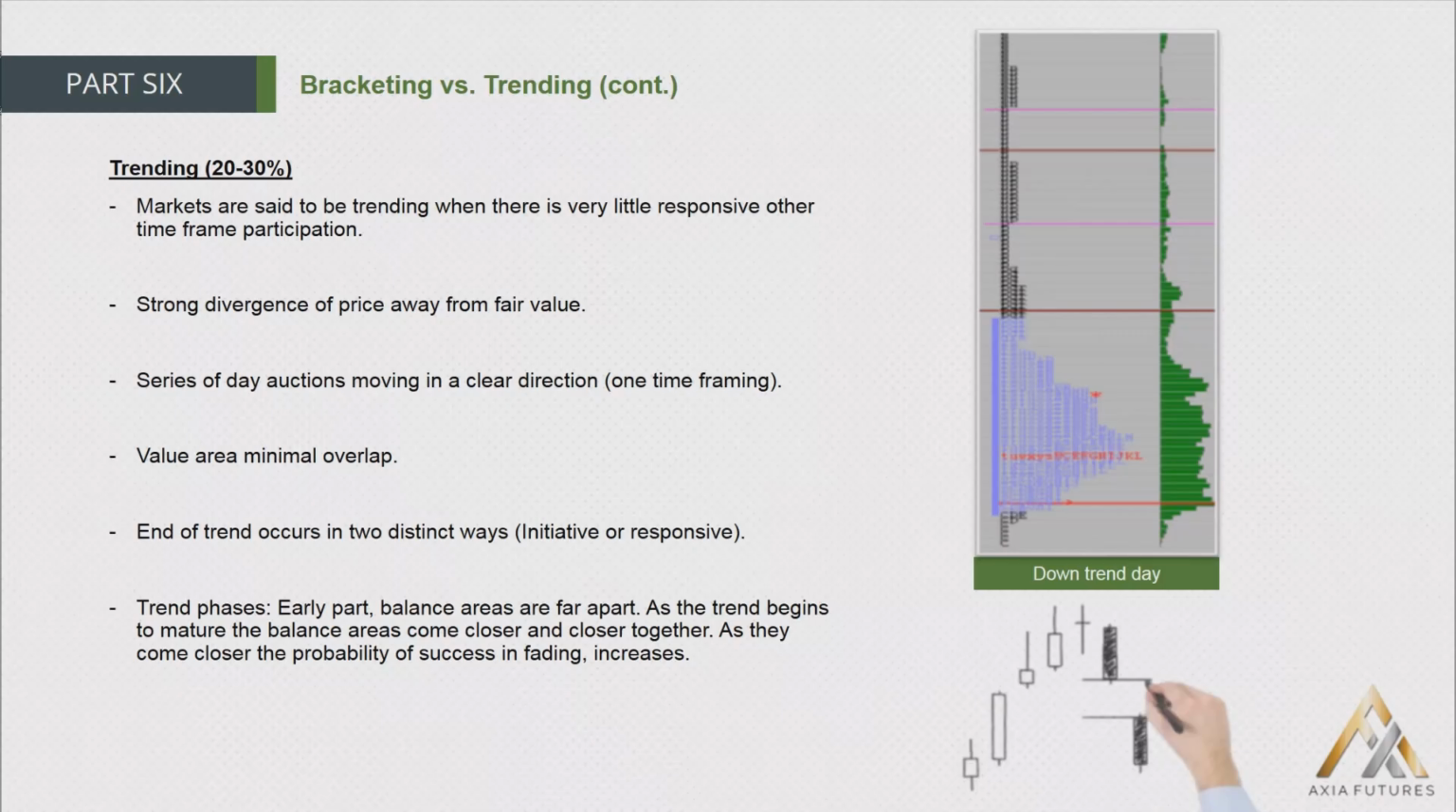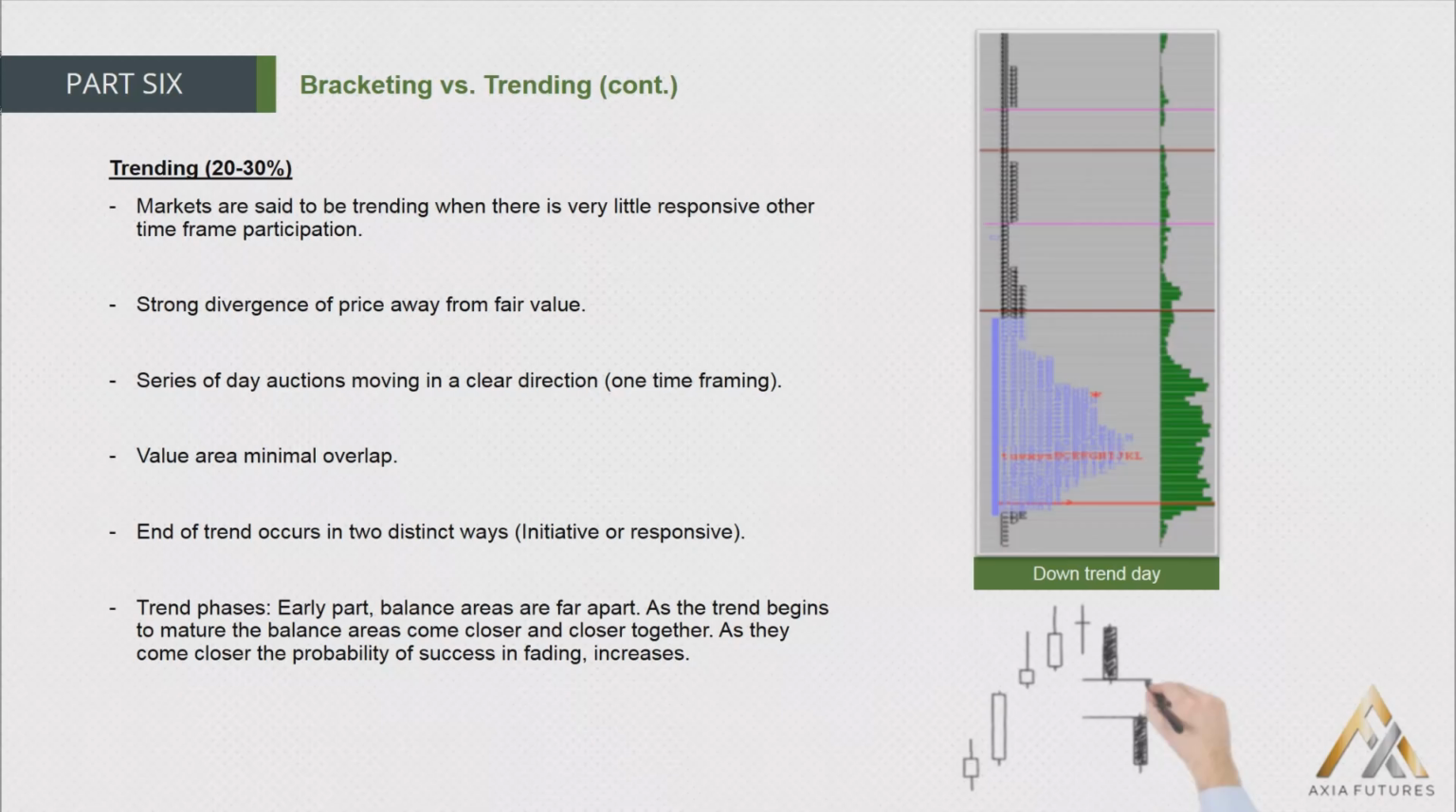Now, it's not to say that you won't get any kind of buying. Of course you will. This would be much shorter time frame buying, liquidity providers, with very short-term type strategies that would be providing some form of liquidity. But again, relatively speaking, there will be very little, muted responsive buying. And that's the key to identifying whether a market is trending or bracketing.